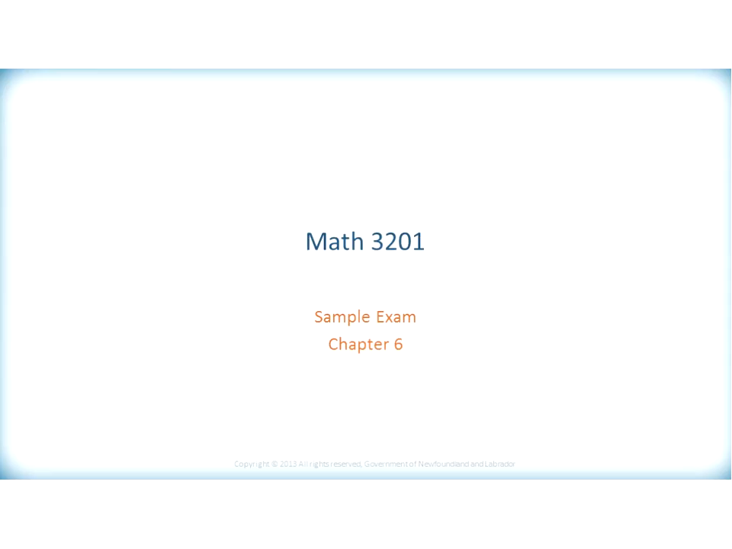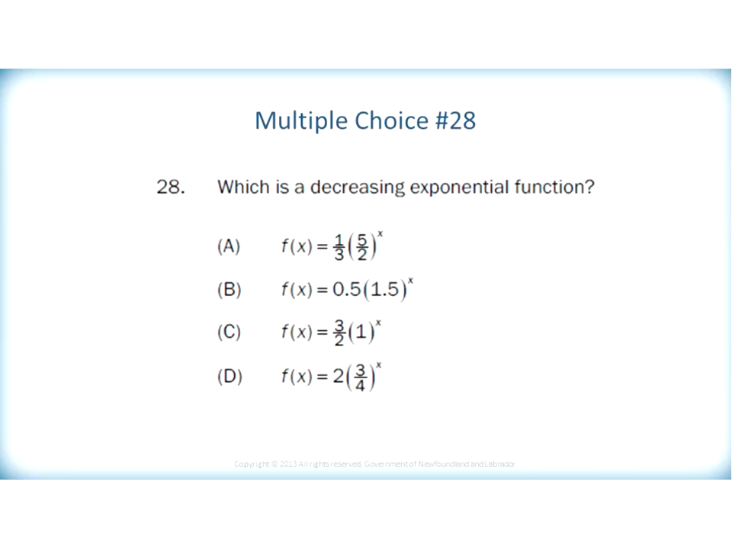Looking at Chapter 6 on the sample exam, you may want to pause the clip before each question and attempt it on your own, and then I will do the solution. For number 28, which is a decreasing exponential function.